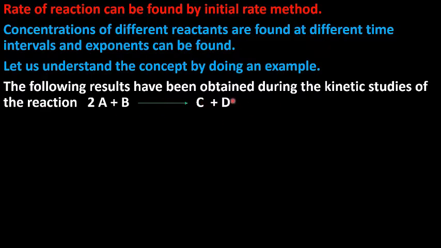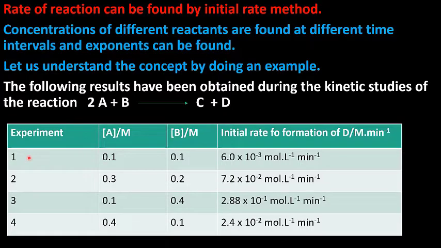The following results have been obtained during the kinetic studies of the reaction 2A plus B gives C plus D. The tabular form shows experiment, molar concentration of reactant A, molar concentration of reactant B, and initial rate of formation of D in moles per liter per minute. Now in the first experiment, the molar concentrations are 0.1 and the rate is 6.0 into 10 to the power minus 3 mole per liter per minute.